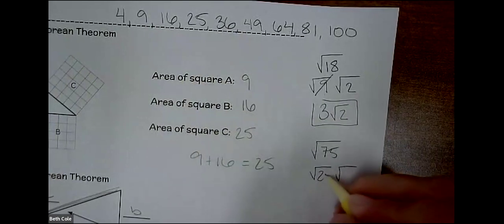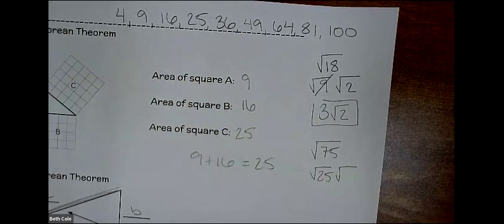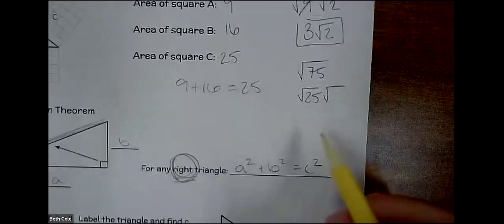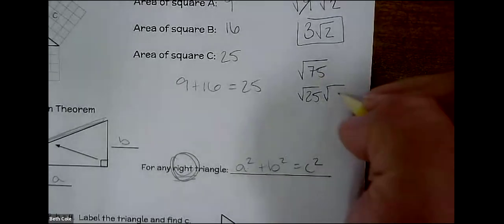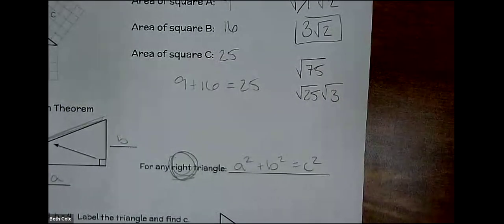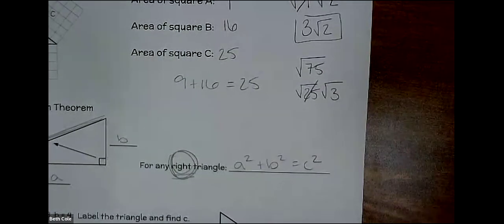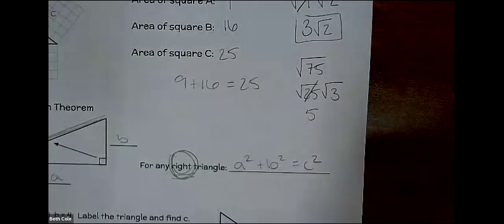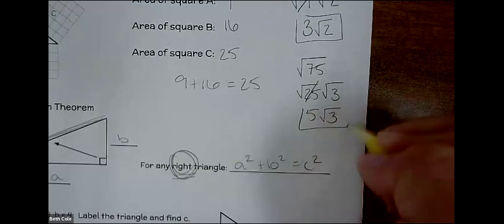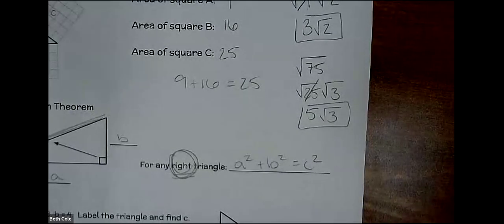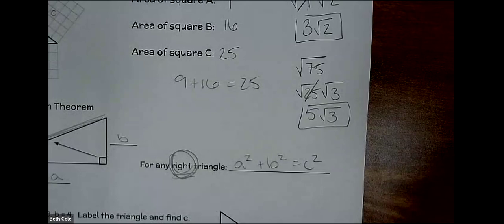25. Perfect. Think like money, like quarters that you're going to put into a vending machine or something. 25 times what will give you 75? Good. If you have 3 quarters, you have 75 cents. See, I knew you could do it. Now, your square root of 25 is 5. So 5 square root of 3. All right. Let's actually do a problem and see how this goes.